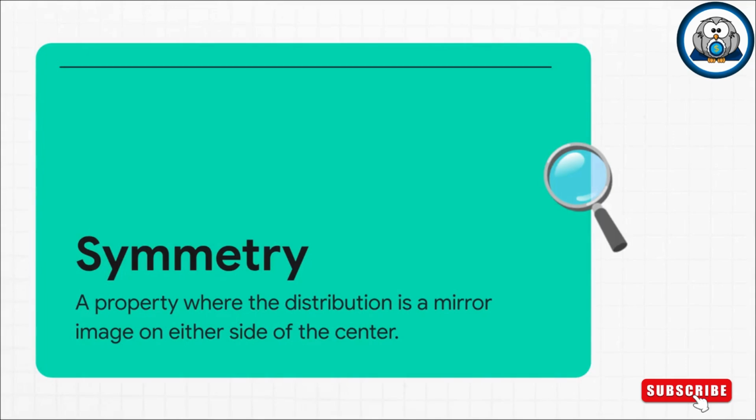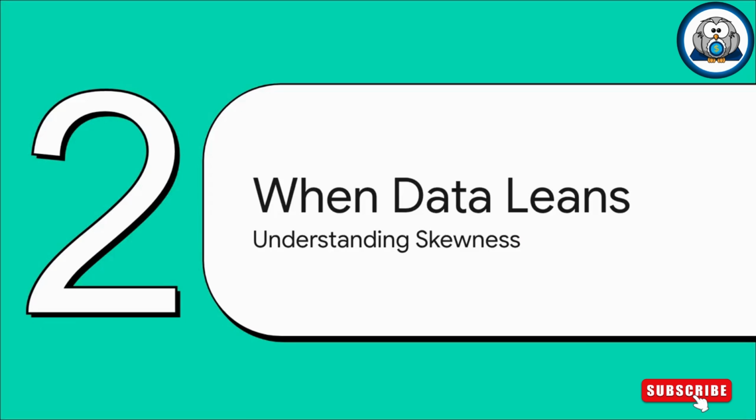Now, the key ingredient that makes that bell curve so perfect is symmetry. Just like it says here, it's a perfect mirror image on either side of the center. If you drew a line right down the middle and folded it in half, the two sides would match up exactly. But here's the thing, real-world data is almost never this perfect. So what happens when the data isn't so perfectly balanced? What if it leans? Well, that's where our first big concept comes into play.